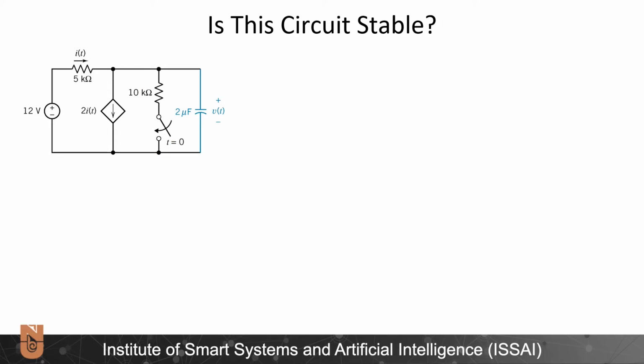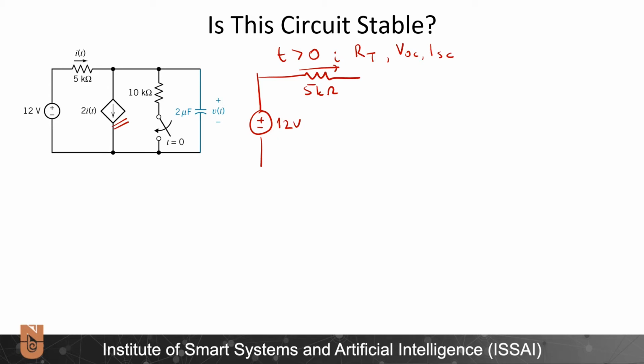Now I will continue with the stability analysis of my circuit for t greater than 0. I need to find RT, but in order to find RT, I need to find V open circuit and I short circuit because this circuit has a dependent current source. Now let us start by drawing the circuit. Plus-minus 12 volts, 5 kilo ohms, and the controlling current I passing through that. Here I have my 2I current, which is the dependent source.